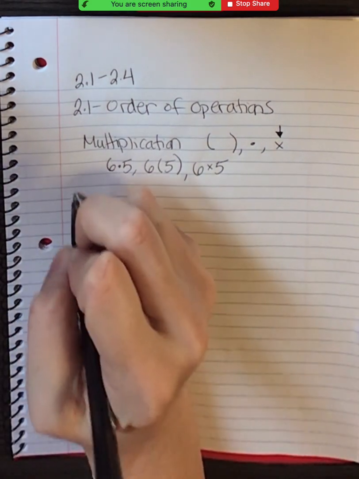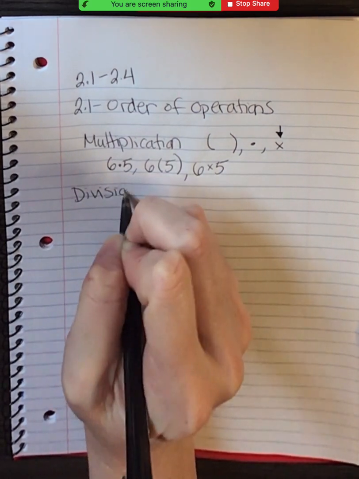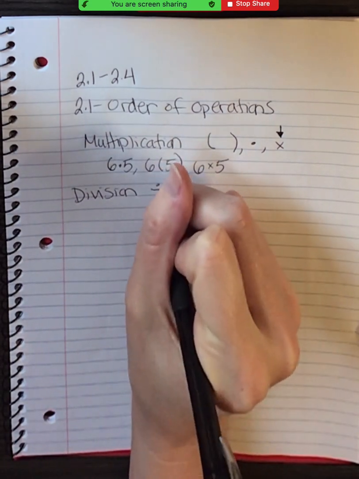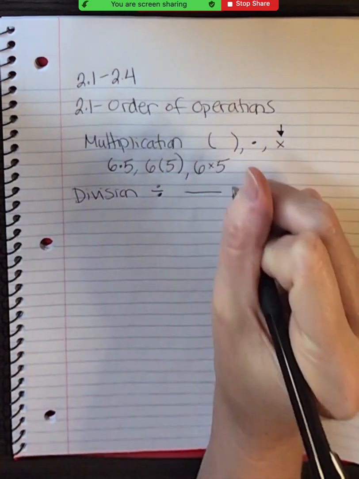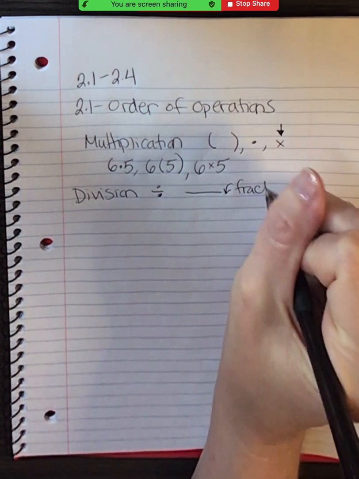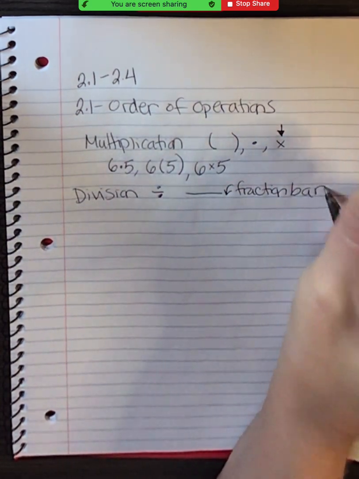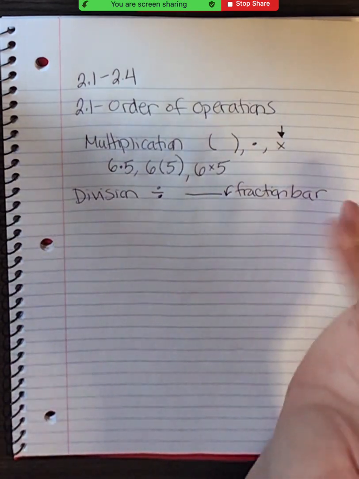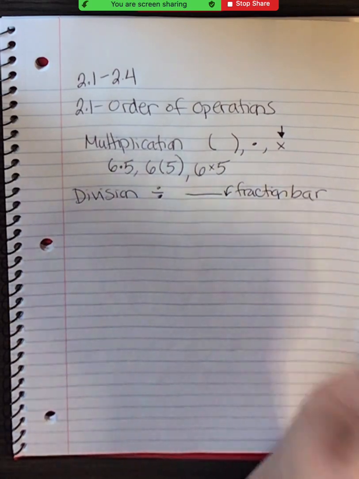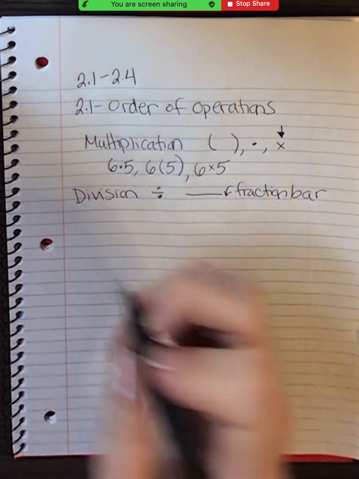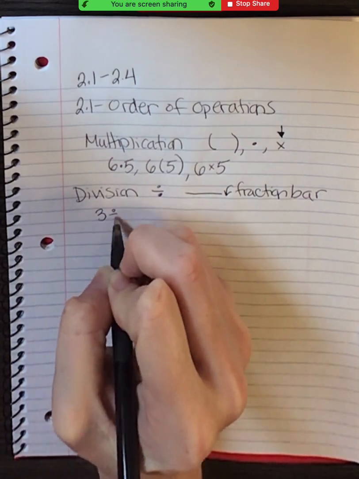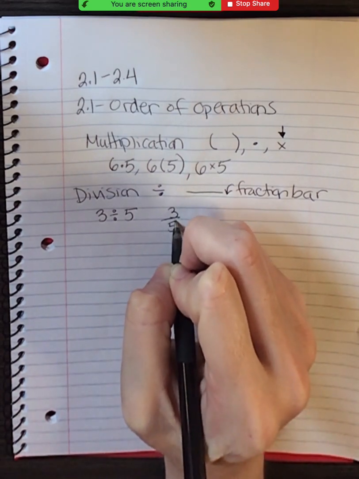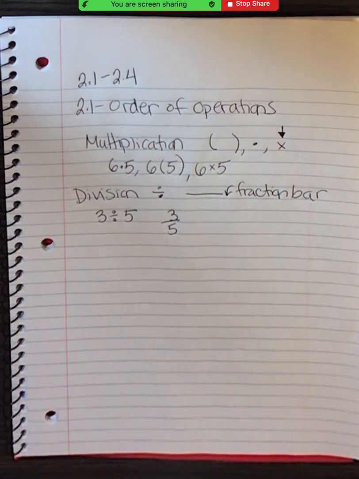Division, same thing. With division, we can generally use the division symbol or a fraction bar. The fraction bar is what we want to start using, okay? It's going to help us start looking at expressions that have multiple operations. So we could do 3 divided by 5 or 3 over 5. Again, they mean the same thing.